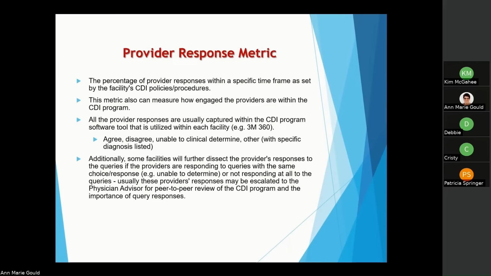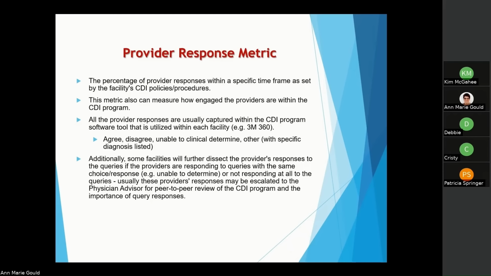All provider responses are usually captured by the program in a software tool that's utilized within each facility. One example is 3M 360. I've worked with that one. I've worked with Midas, Meditech, Thrive, a variety of stuff. Your responses are agree, disagree, unable to be determined, and other. These are what we're looking at for responses.